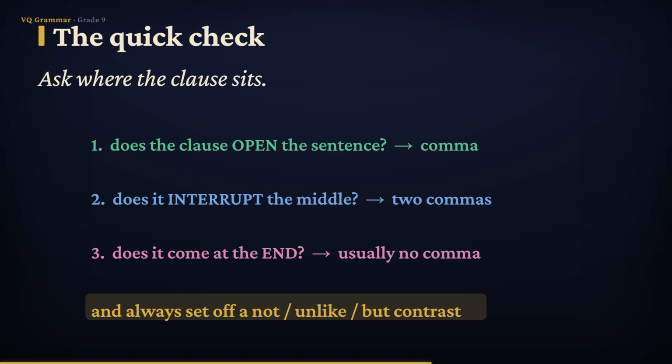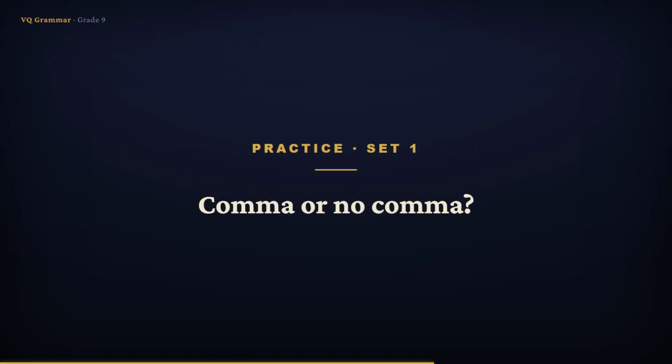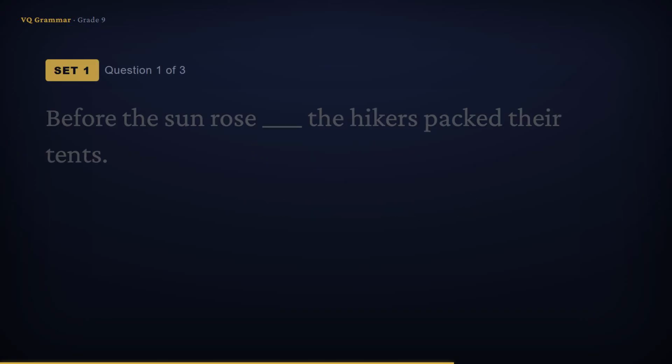Let's practice. Time to practice. In this first set, I'll give you a sentence with a blank where a comma might go, and you decide whether one belongs there. Think about where the adverb clause sits. Pause the video and choose before I reveal each answer.